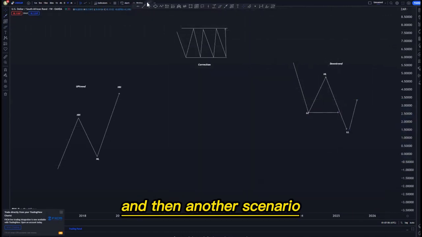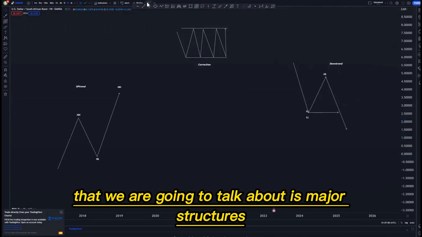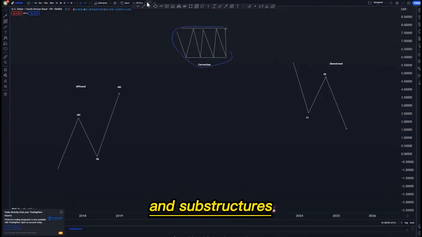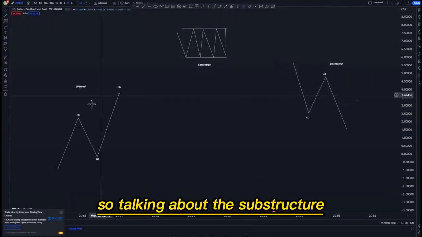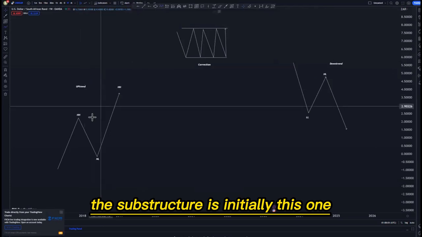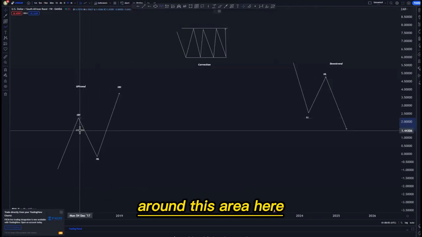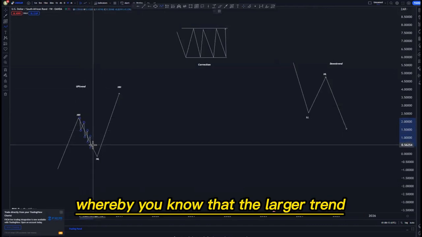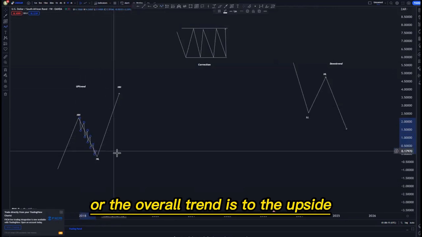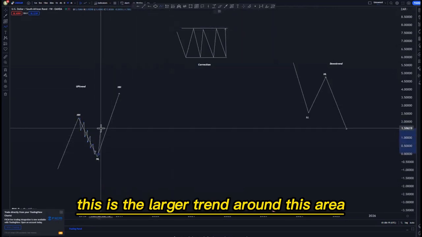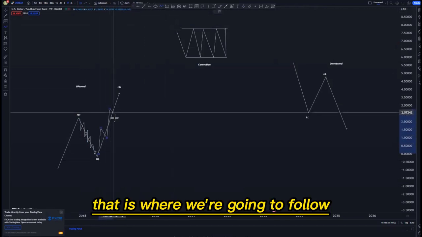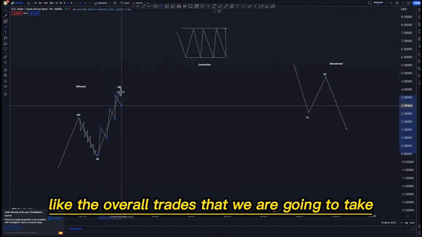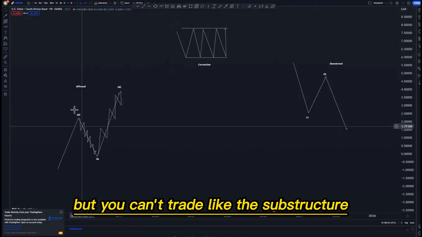And then another scenario that we are going to talk about is major structures and substructures. The substructure is initially this one around this area here. That is where you'll get a smaller downtrend on the lower time frame, whereby you know that the larger trend, or the overall trend, is to the upside. This is the larger trend around this area. That is where we're going to follow the overall trades that we are going to take, but you can trade the substructure.